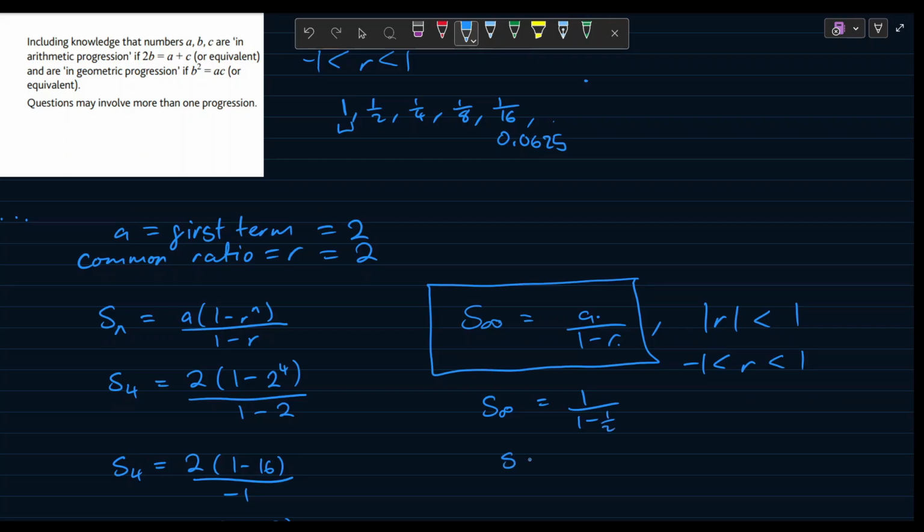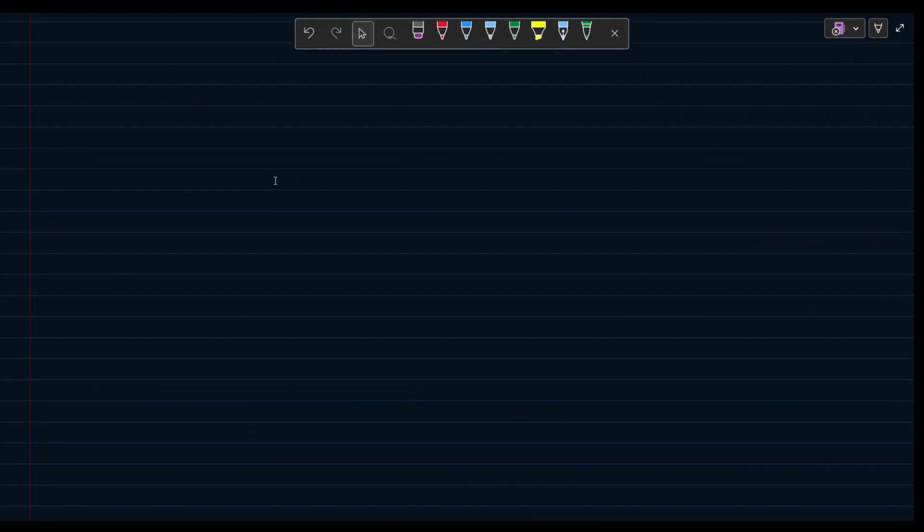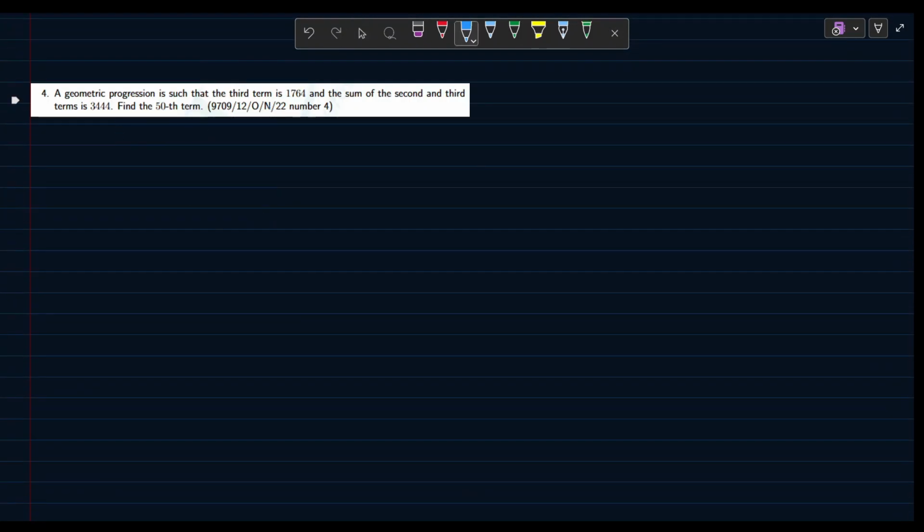And so we'd get that the sum to infinity is equal to 2. Okay, so now let's apply all this information to some past paper questions. We're given that a geometric progression is such that the third term is 1764, so u3 is equal to 1764, and the sum of the second and third terms is 3444. So u2 plus u3 is equal to 3444, and we need to find the 50th term, so we want to find u50.